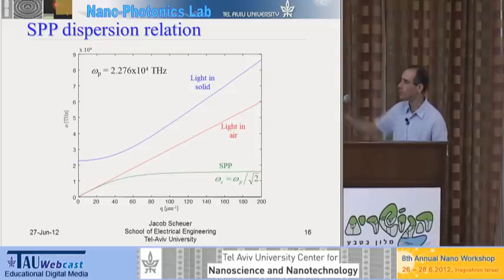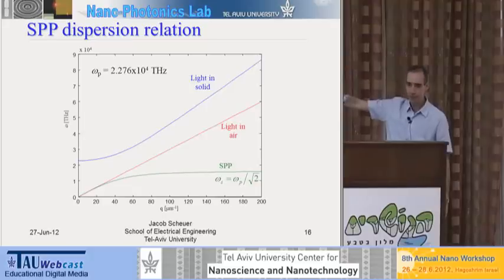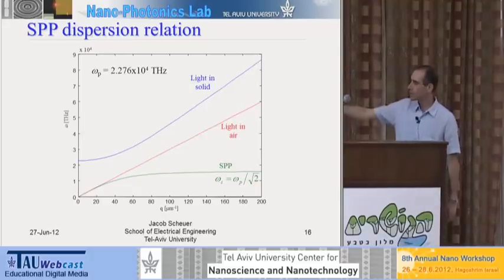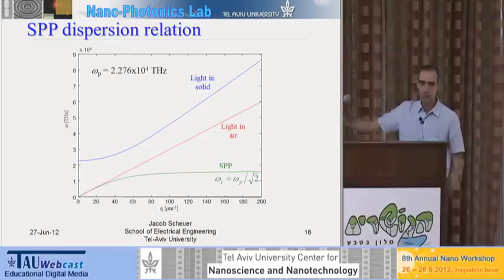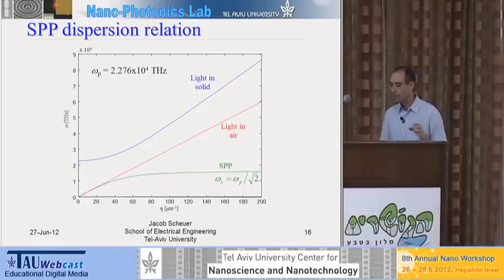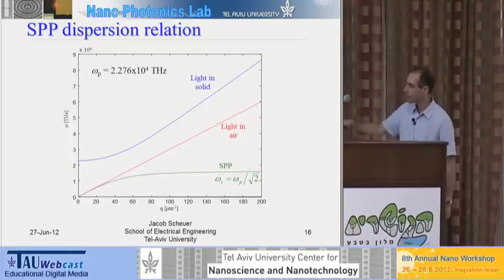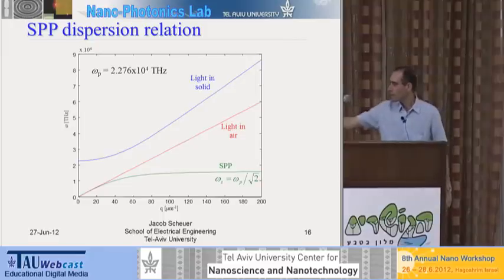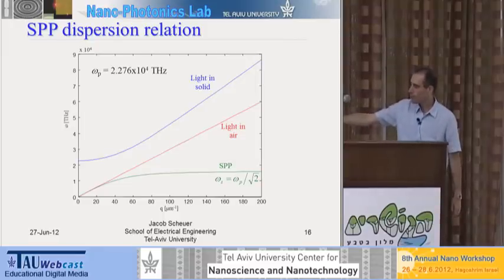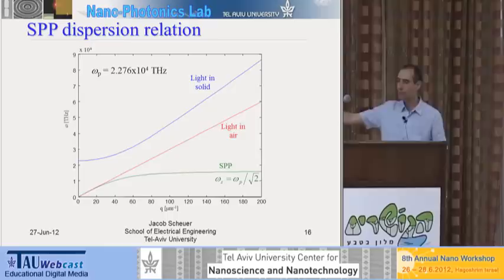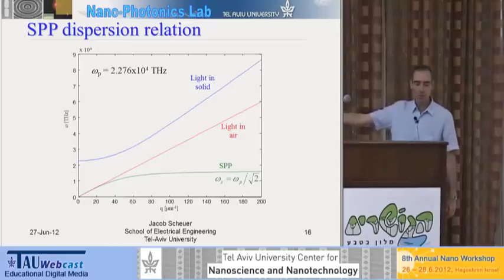It's the relation between the frequency of the light and 2 pi over the wavelength in, let's say, the material. For example, in air, this ratio is linear. It has to do with the speed of light. In the metal, in the branch of the surface plasmon polariton, we see an interesting phenomenon. When we get to a certain frequency, the band here becomes very, very flat. The wavelength, which is 2 pi over the number that you see here, becomes extremely small, much smaller than the wavelength in the air.